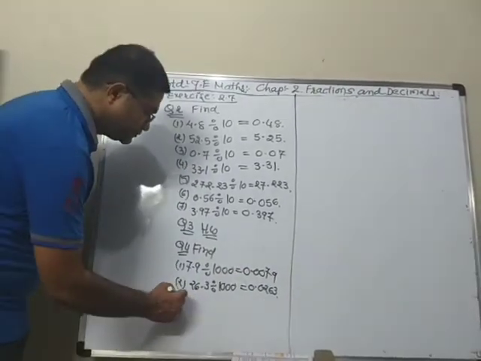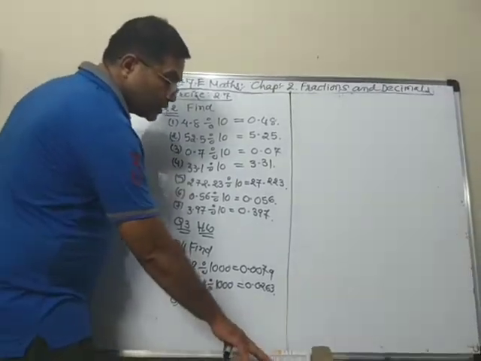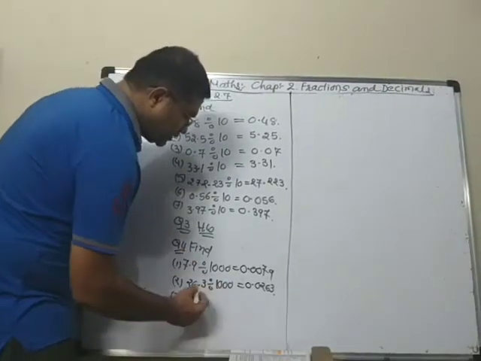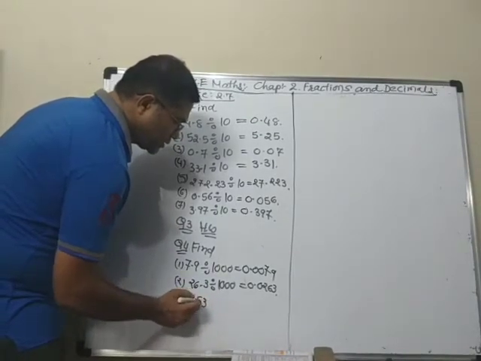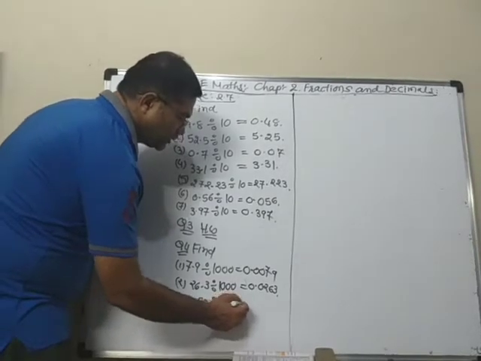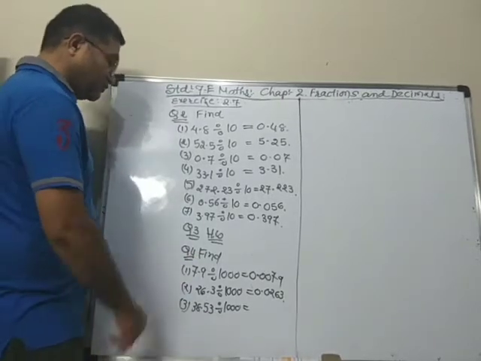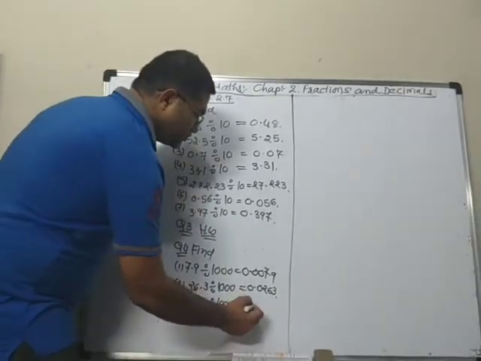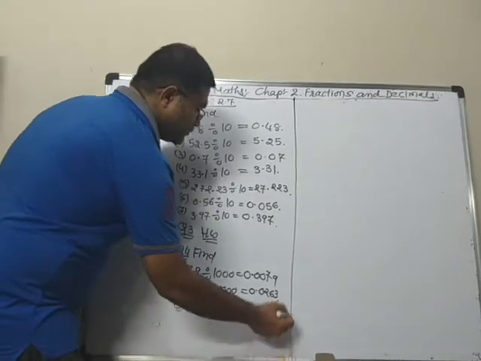Third one is 38.53 divide by 1000. So here also the same situation, one 0 we have to add, so 0.03853.